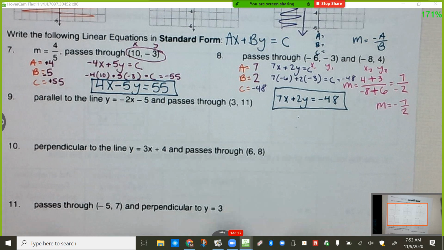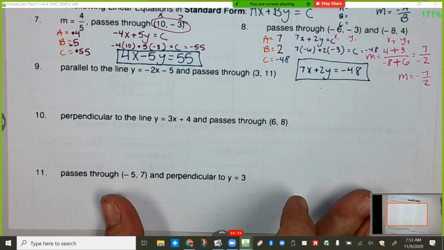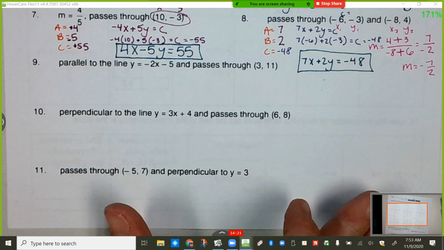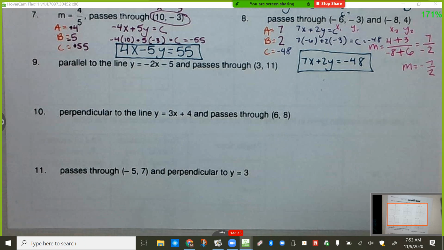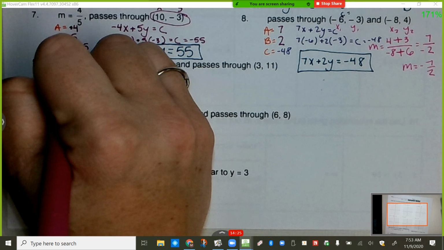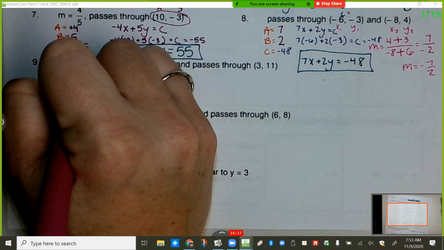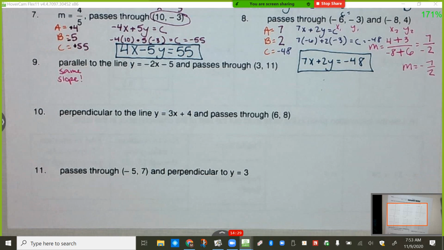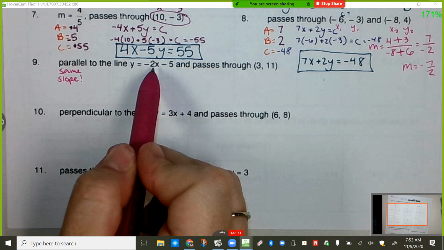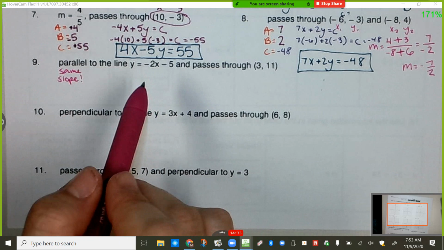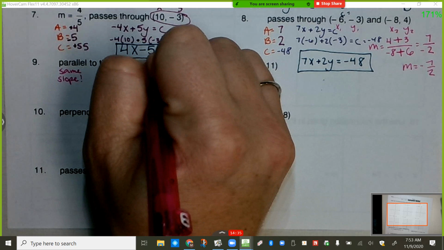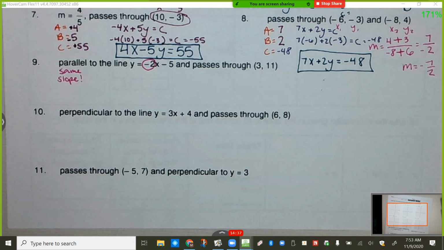Okay, so here we start talking about parallel and perpendicular. And I want you to realize parallel just means same slope. So it tells me it's parallel to this line. Y'all, the only thing I need from this line is the slope. And it's in slope-intercept form, so my slope is -2. I don't need the -5. I don't need anything else. That doesn't tell me anything because all I was saying is it's parallel, so we just want the slope.